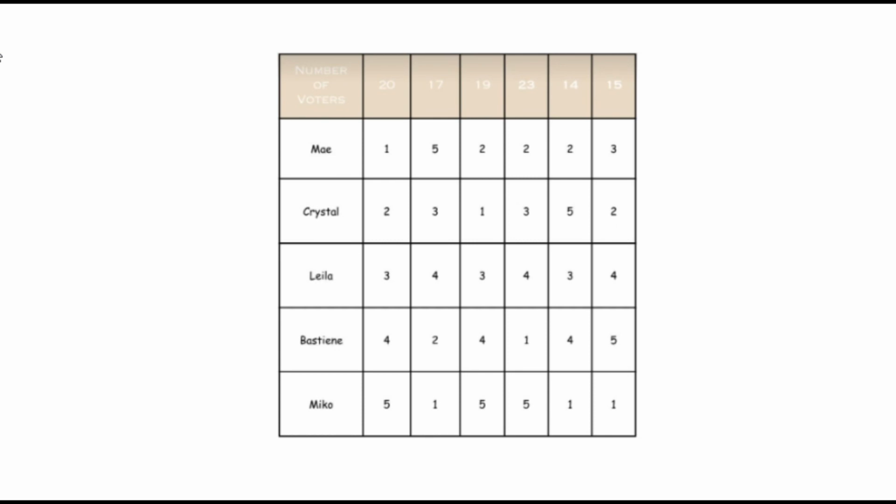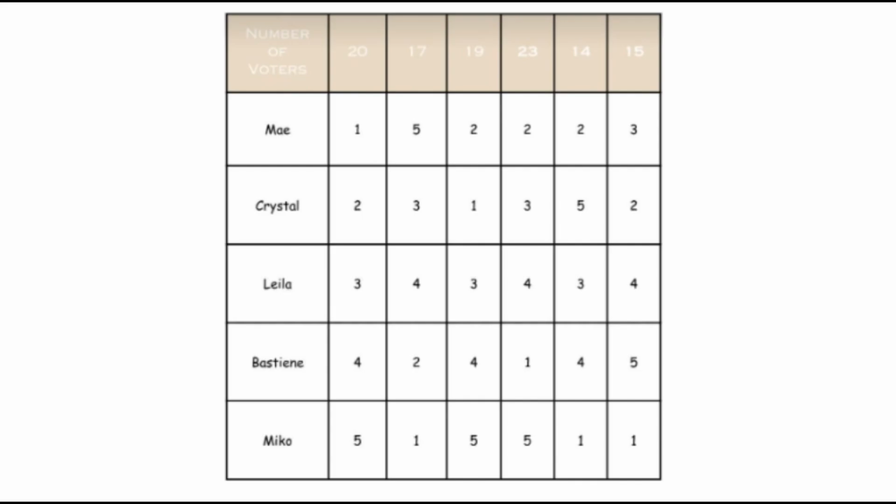Let's say there is an election going on for Math Club President. The 5 candidates being May, Crystal, Leila, Bastian, and Miko. After said election was over, these were the results they got. The column represents the candidate and the ranking they got for each round, while the row represents the number of voters for each round and the overall ranking placement of each candidate.